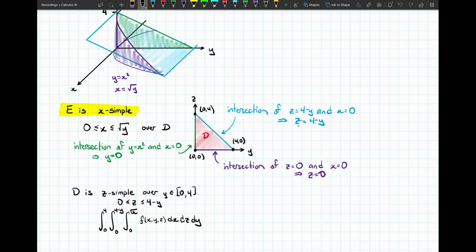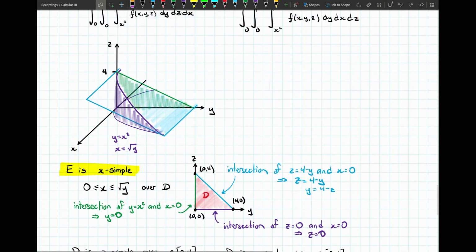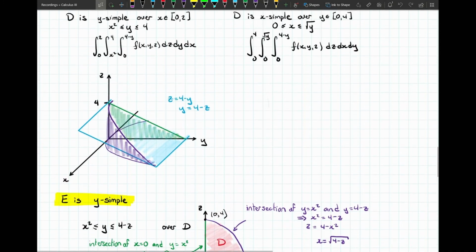Finally, if we wish to express that z equals 4 minus y in the form of y equals 4 minus z, then we can see that y is now a function of z, and we can treat the region as y simple. When z ranges from 0 to 4, y will range from this function y equals 0 in green to this function y equals 4 minus z in blue. That gives us our final order, dx, dy, dz. You can see y ranges from 0 to 4 minus z, and z ranges from one constant 0 to another constant 4.